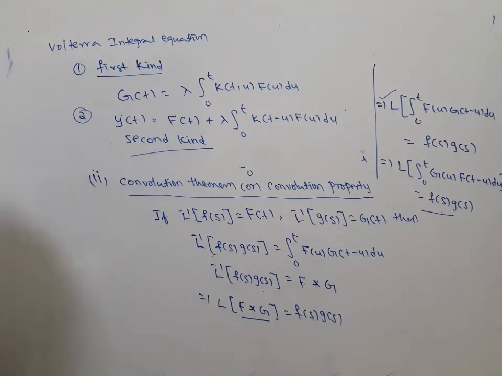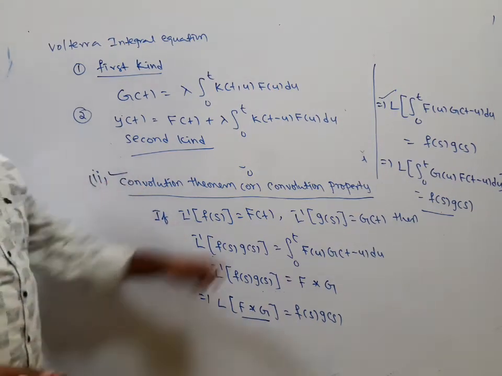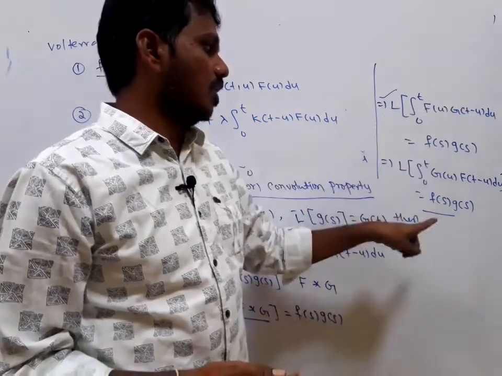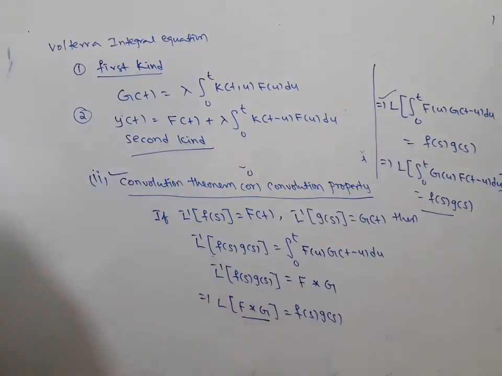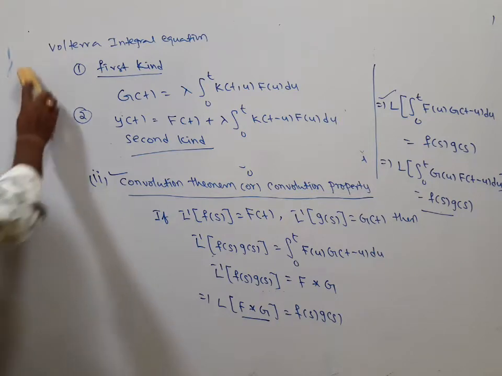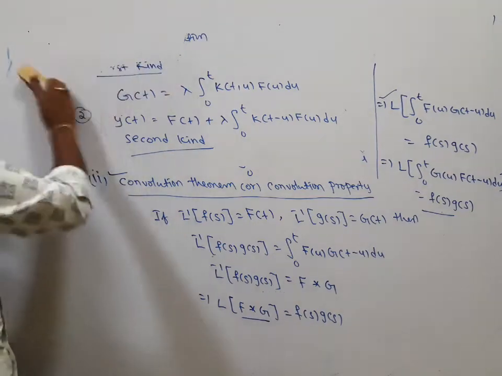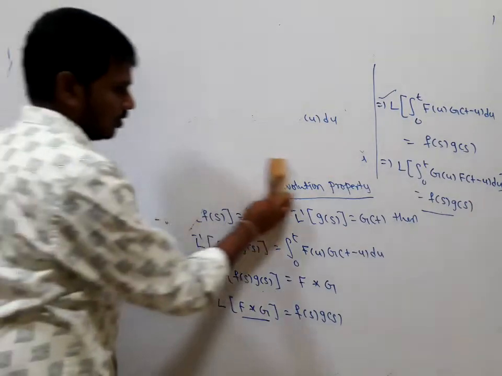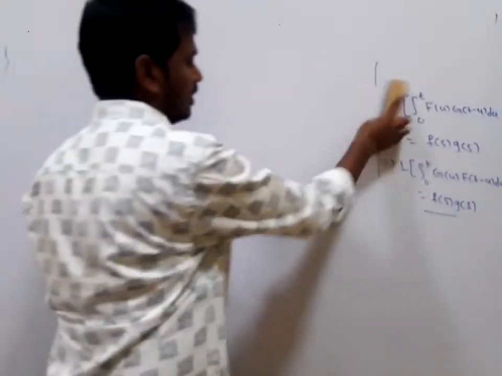To solve the integral equation and find the unknown function, we use this important property: the integral from 0 to t of f of u g of t minus u du is equal to F of s into G of s. This is a Volterra equation of the first kind, and this is a Volterra equation of the second kind. Next, we go directly to the problem. If we solve one or two problems, we will get clarity on that.